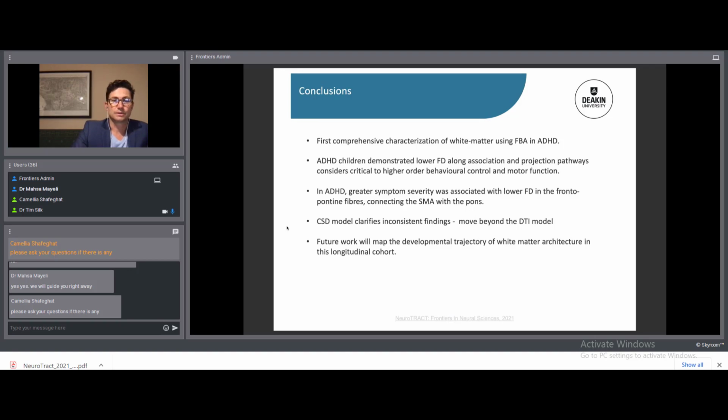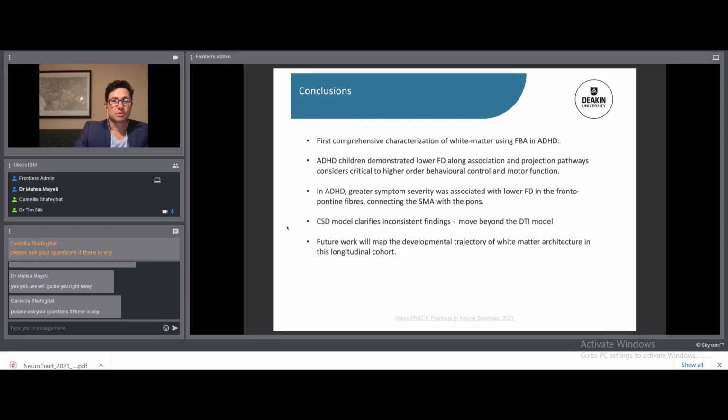So this was the first comprehensive characterization of white matter using this pixel-based analysis in ADHD. We demonstrated lower fibre density as well as fibre cross-section in a range of association and projection pathways that are known to be critical for a lot of the higher order behavioural control and motor functions that we see in ADHD.